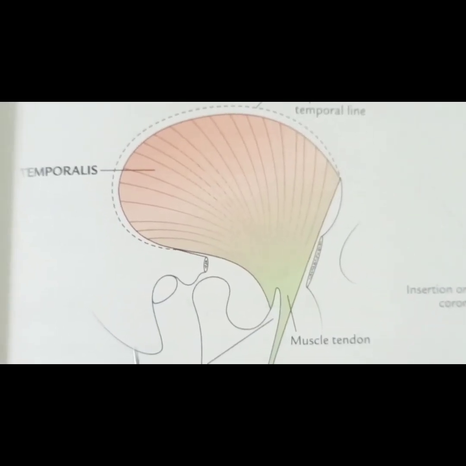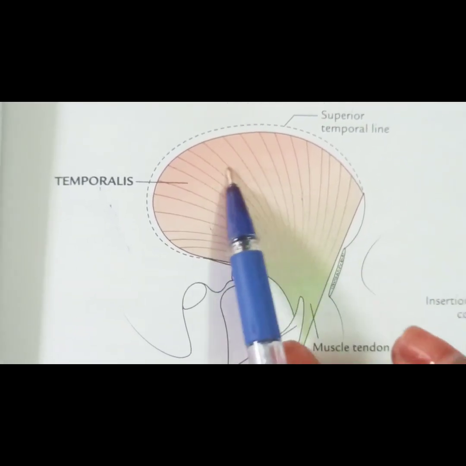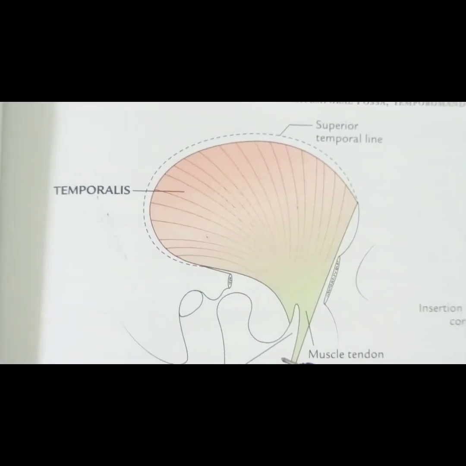So first we'll see about the muscle temporalis. Temporalis, it originates from the temporal fossa. It gets inserted into the coronoid process of the mandible. Masseter, it gets originated from the zygomatic arch. It gets inserted into the ramus of mandible.